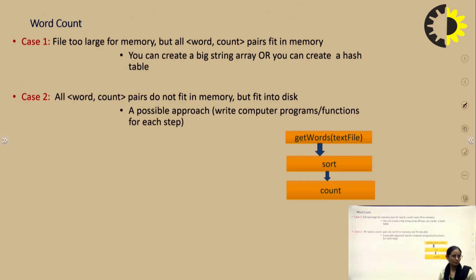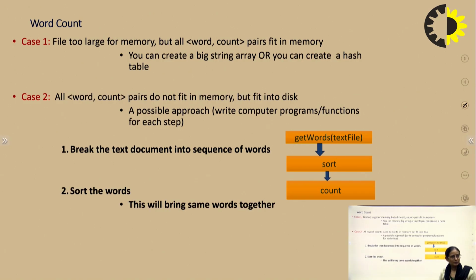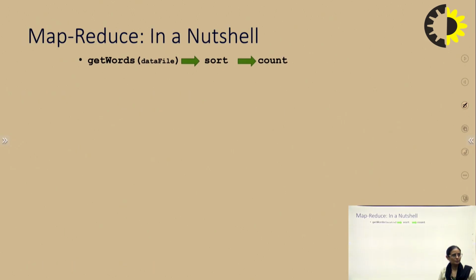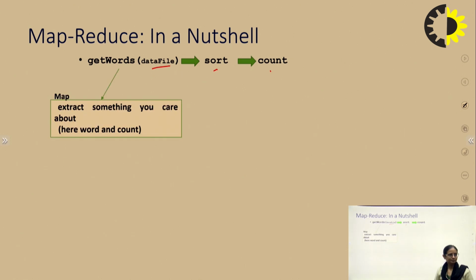So a possible approach is to write computer programs or functions for each step. What are the steps? Break the text document into a sequence of words, then sort the words. This will bring some words together. Then count the frequency in a single pass. That is, break the text document, get the words, then sort, and then do the counting. So case 2 is very near to MapReduce. In MapReduce, first we get words from the data file, which becomes the input. Then we sort it, and after sorting we count it.